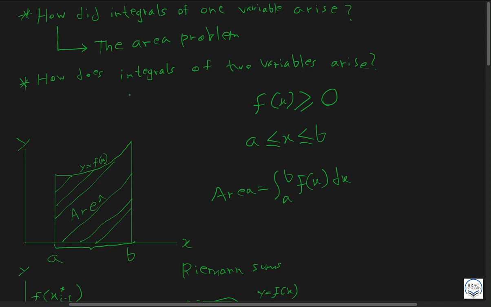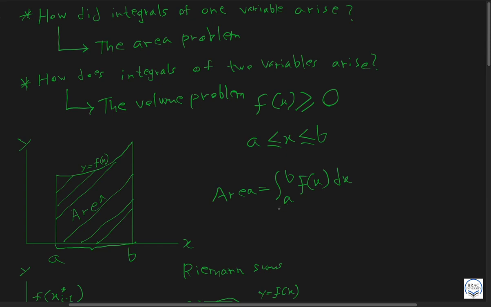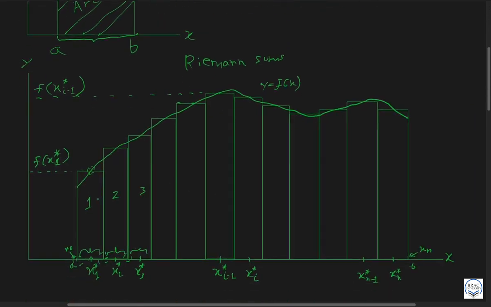In a similar way, the integrals of two variables arise naturally when we study the volume problem. To find the relationship between definite integrals and the area, we used a concept known as Riemann sums, where we had a function f of x and we constructed n many rectangles to approximate the area. Each of these rectangles had equal width.